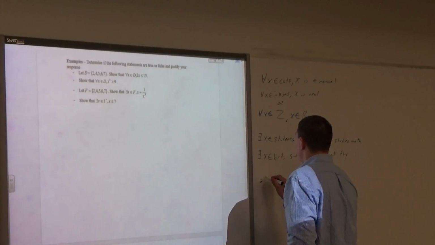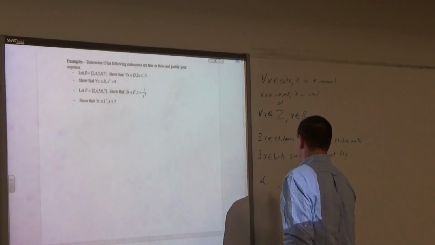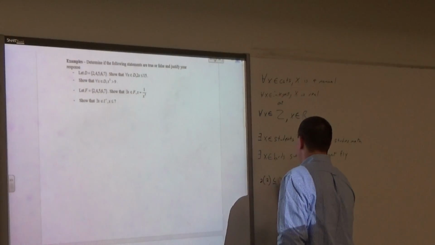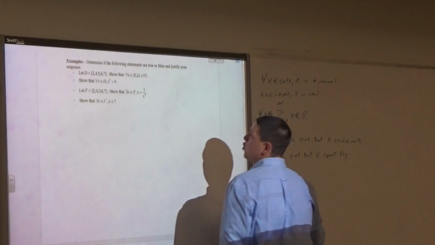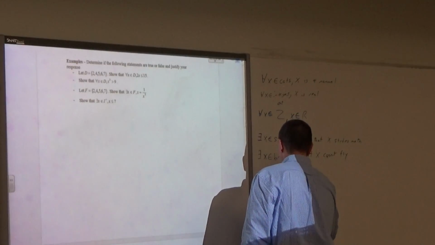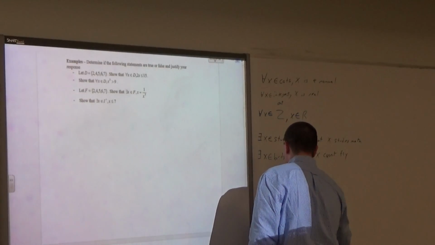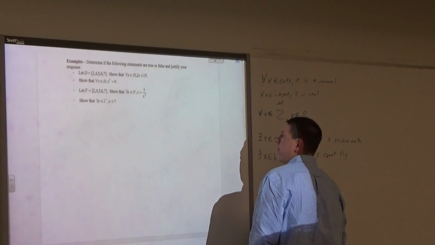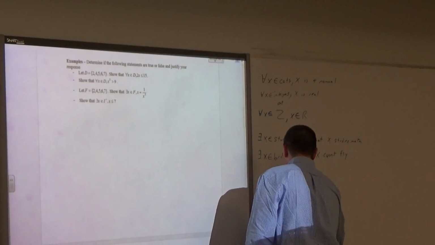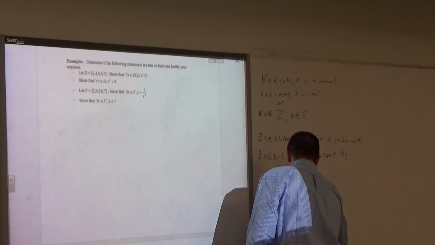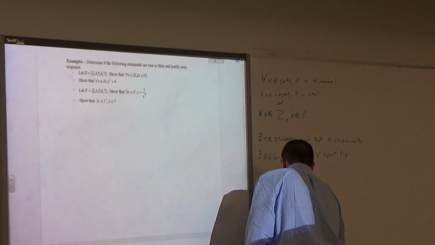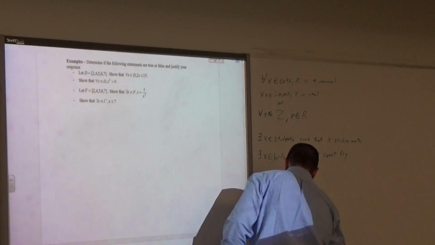So I would do 2 times 2 less than or equal to 15. Okay, that's true. I would do 2 times 4 less than or equal to 15. That's true. 2 times 5 less than or equal to 15. That's true. 2 times 6 less than or equal to 15. That's true. 2 times 7 less than or equal to 15. That's true.